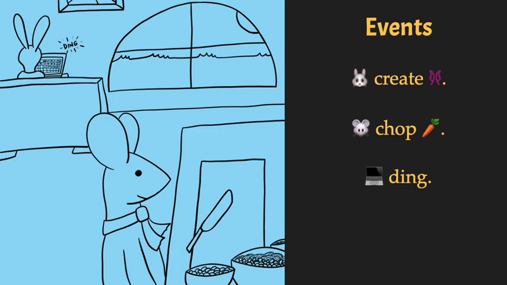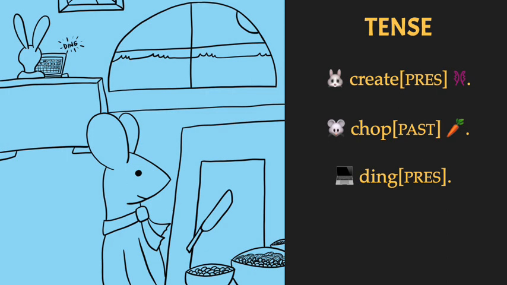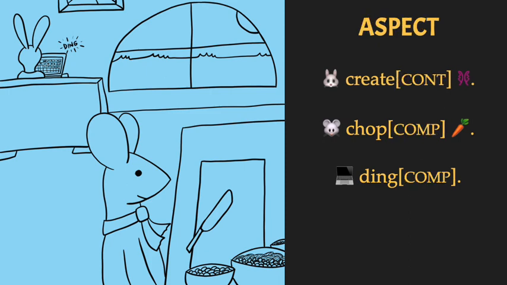All right, so we've got 3 things going on here. If we break it down by tense, create glyphs, still present tense because it's still going on, but now chop is in the past tense. So the mouse chopped the vegetables in the past tense. And then we've got that computer dinging right now. Bing, happening now. Versus aspect, we've got creating the glyphs in the continuing aspect because it's still ongoing. But the chopping is completed, so now it's the mouse chopped, marked in the completed aspect, the vegetables. And then the ding is complete as well. And so that is those systems compared.